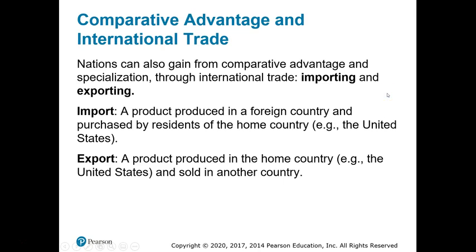Nations can also use that comparative advantage and specialization for their international trade through importing and exporting. That's why China has so many imports into the United States. They make things a lot less expensive than we can make. If you look at our hourly wage alone, if we were to make everything that China did, we would not be able to afford half of the things, maybe not even a third of the things that we actually buy.